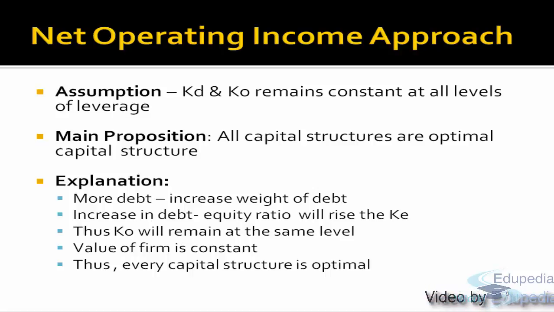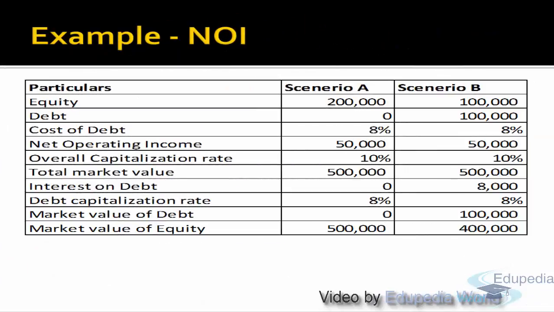So if the KO is constant, the value of the firm will be equal in every type of capital structure. So every capital structure is optimal according to this theory. To understand the NOI approach, let us repeat the example we discussed earlier in the net income approach.